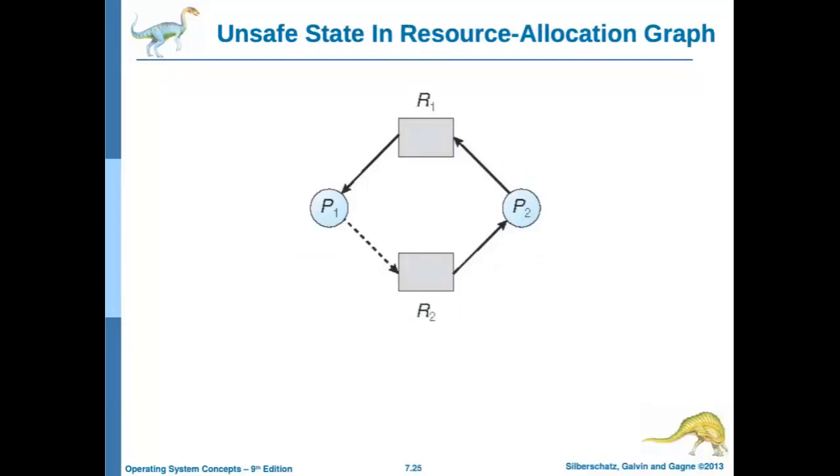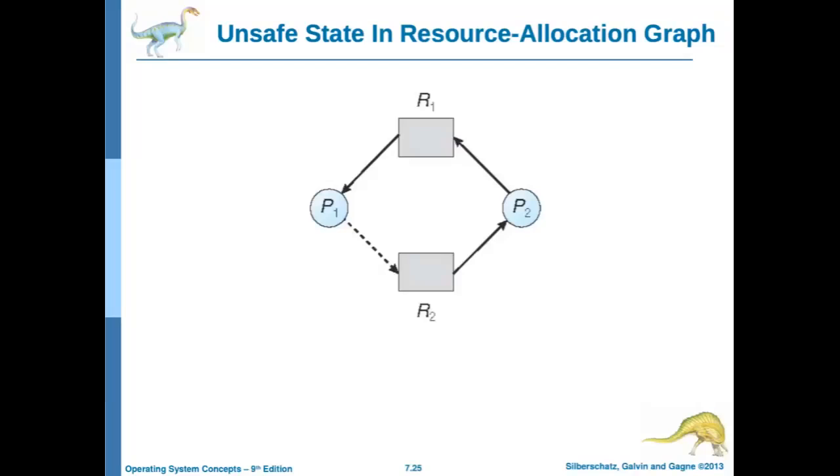Now looking at this, it is the unsafe state in a resource allocation graph. Now see, for example, the meaning of this. Try to understand the meaning of this graph first of all. There are 2 resources, R1 and R2. There are 2 processes, P1 and P2. R1 is assigned to P1. R2 is assigned to P2. Now P2 is requesting R1, request edge, and next thing is P1 is requesting R2, which is shown with the dotted line.